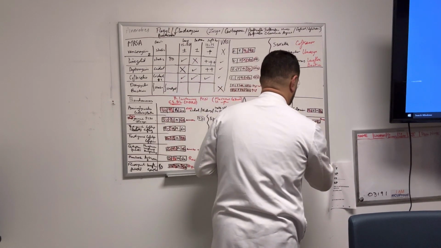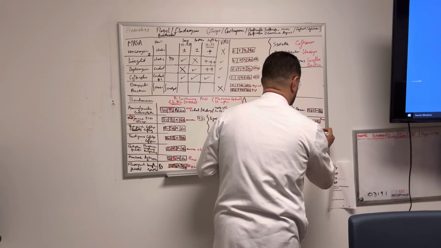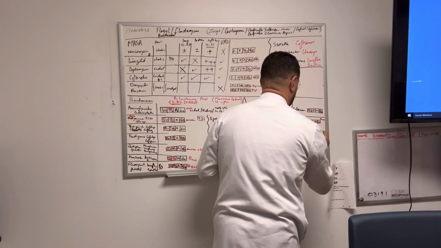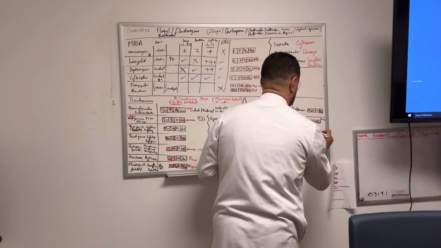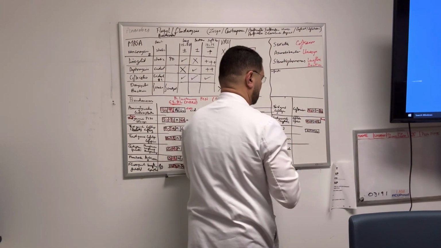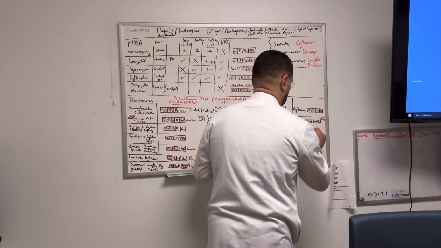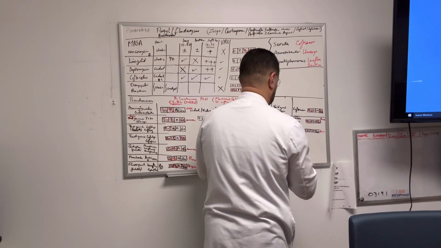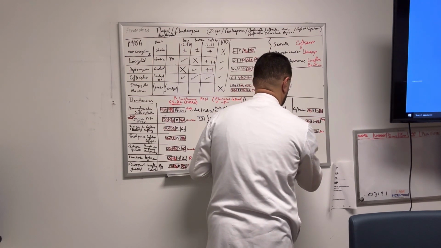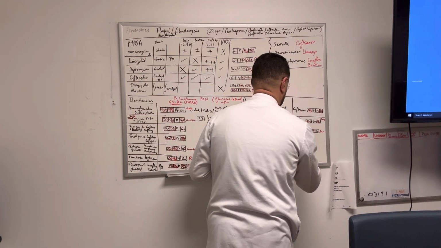There are also penicillins like Unasyn and Augmentin. Again, they don't cover Pseudomonas or MRSA, but they cover gram positive, gram negative, and anaerobes. That's like Unasyn and Augmentin.